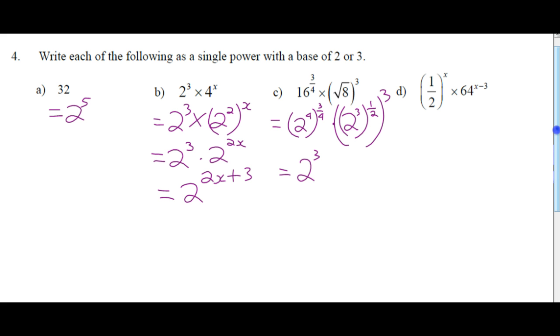Got to learn to make change. What's 2 cubed to the 1/2 cubed?